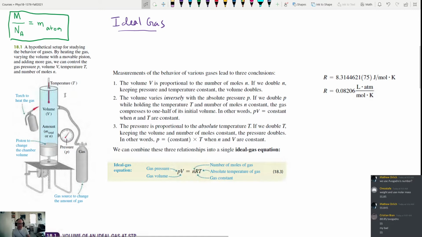How do pressure, volume, temperature, and number of moles depend on each other? And obviously you can see the way they do down here in this equation, which a lot of you have probably seen before, PV equal to nRT.